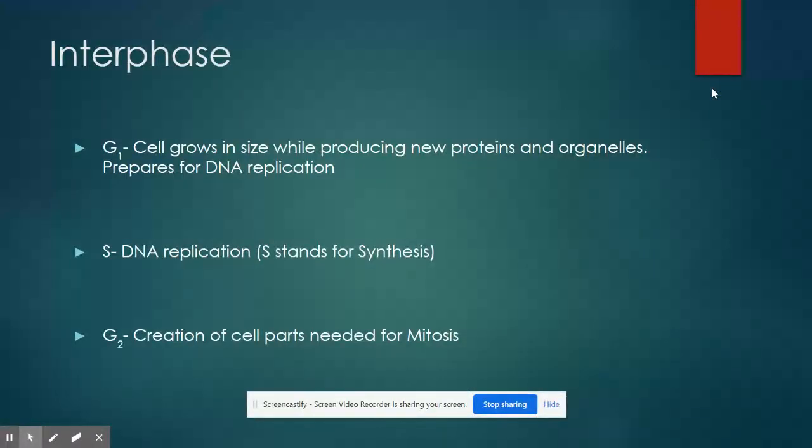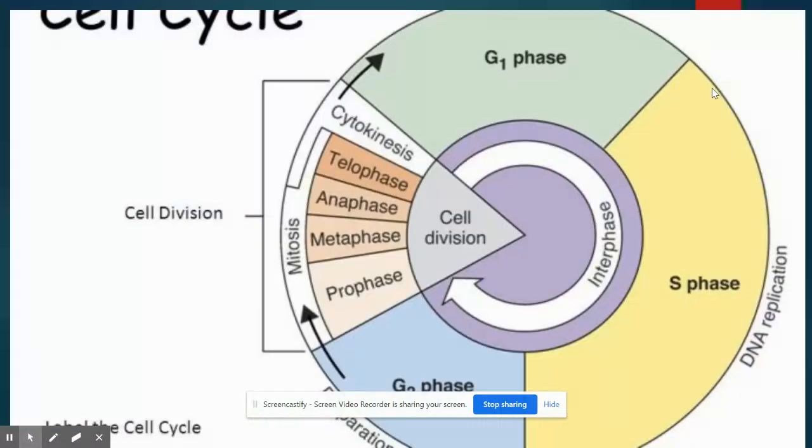So interphase, I've just kind of said all this, but you'll need to remember it. G1, you're making new organelles, getting ready for DNA replication. S is DNA replication, and G2 is creation of the parts needed for mitosis. So now we're going to get into mitosis. That's PMAT, prophase, metaphase, anaphase, telophase, followed by cytokinesis.